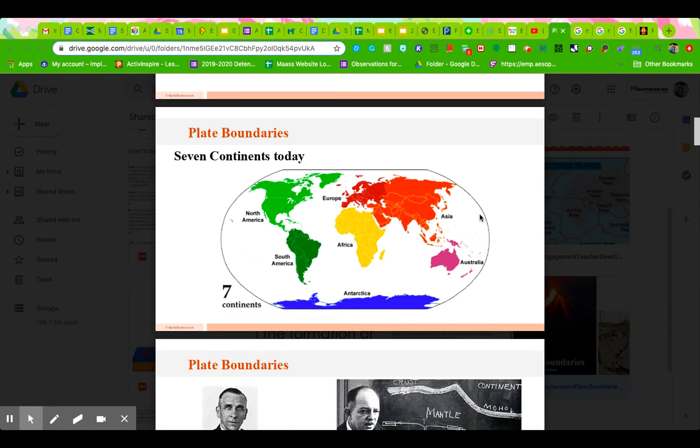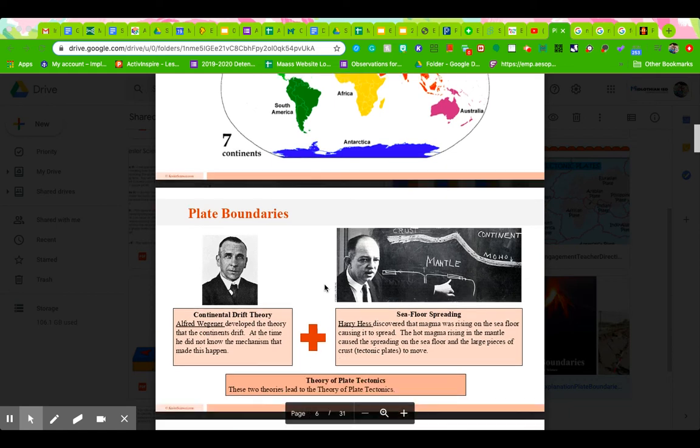So starting off with plate boundaries, in this unit on plate tectonics, there are 7 continents that you have learned about in your history classes. These continents sit on plates. History class is more focused on the continents. We're going to focus on the plates and their boundaries and what happens at those boundaries. I'm going to show you a map in a second.